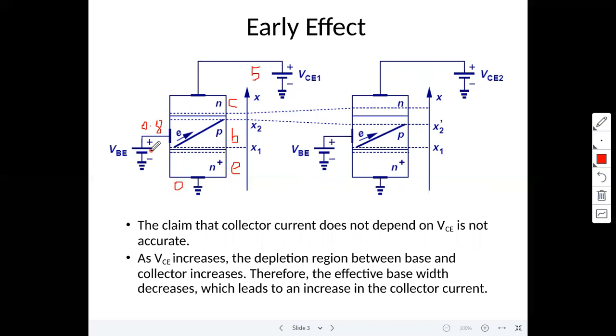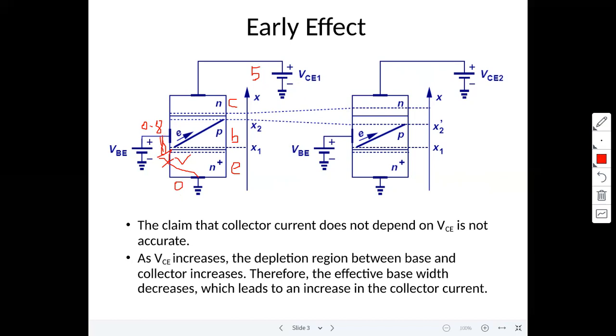What is the condition for active mode? Here, the base to emitter junction is forward biased. There is one diode here, connected between base and emitter, and this junction is forward biased. Observe the bias voltages here. The bias voltage is 0.8 volt, and the negative terminal is connected to 0, so this diode is in forward bias.